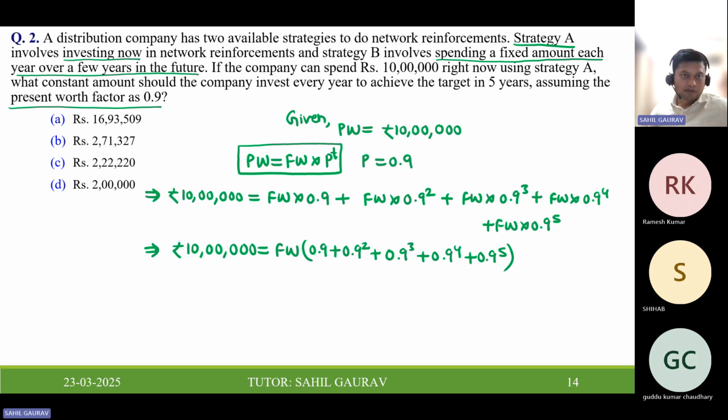You can also solve for this levelized cost. Right or not? So this present worth is given as 0.9. So 1 plus t.